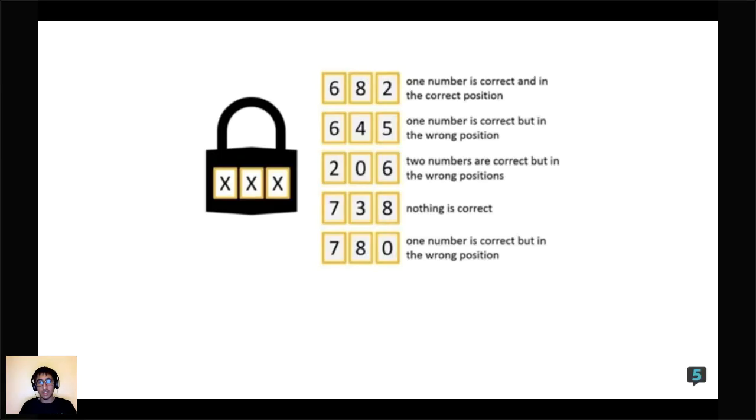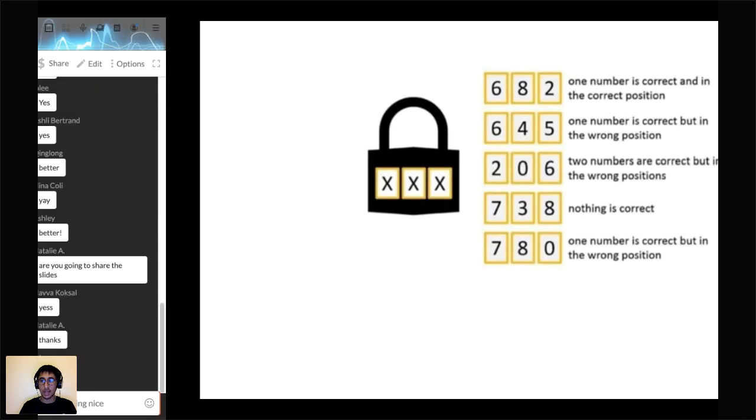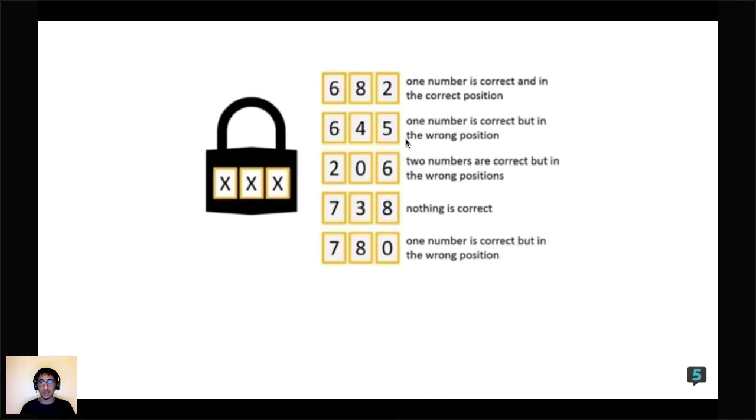So I decided to have a little warm-up brain teaser, kind of like a logic puzzle, for everyone to get started. You've got this lock, and you've tried these combinations. You tried 6, 8, 2, and 1 number is correct and in the correct position. When you tried 6, 4, 5, 1 is correct but in the wrong position. When you tried 2, 0, 6, 2 numbers are correct but in the wrong positions. When you tried 7, 3, 8, nothing was correct. And when you tried 7, 8, 0, 1 number is correct, but in the wrong position. I'll give you guys a few minutes to try to figure it out. Once you get it, you can drop it in the chat. I'm going to go back here so you guys can see. And if I'm ever going too fast, just tell me and I'll slow down.